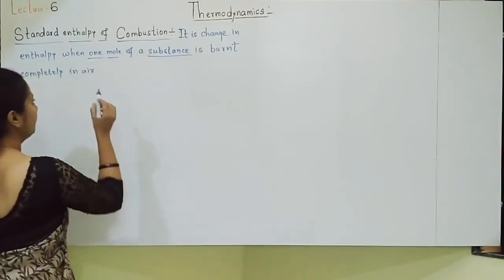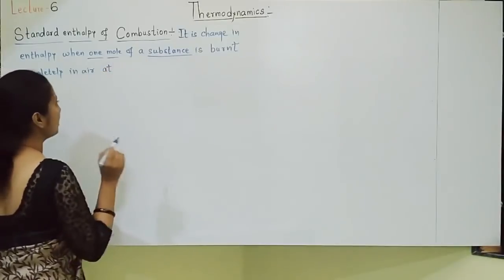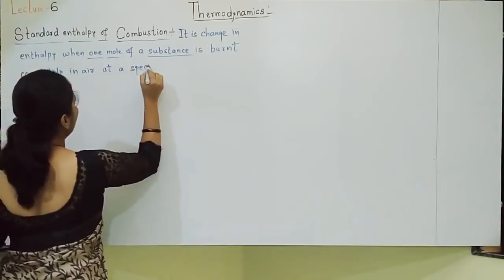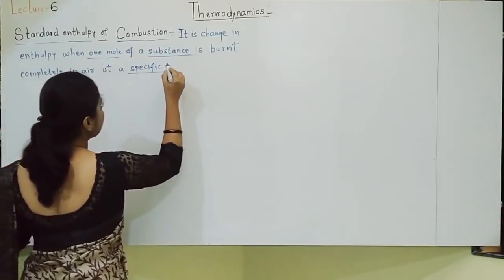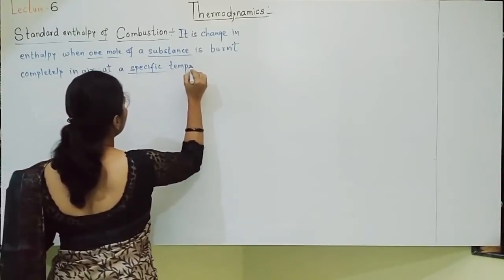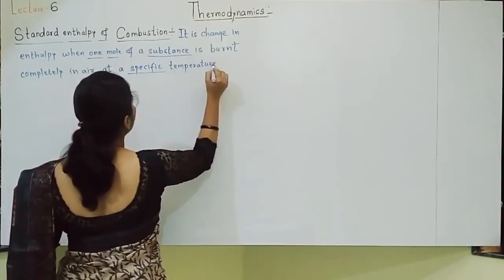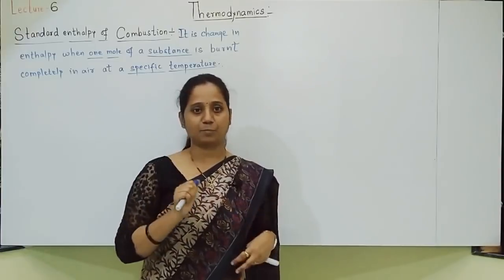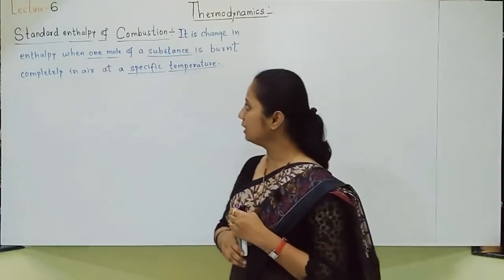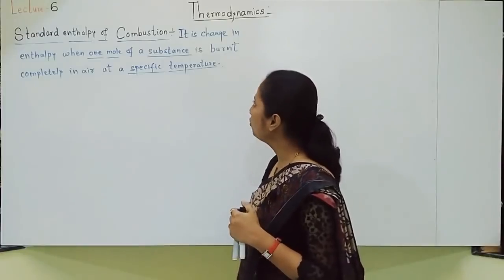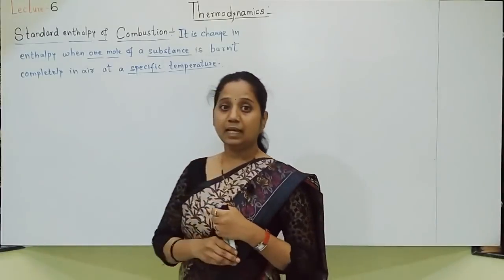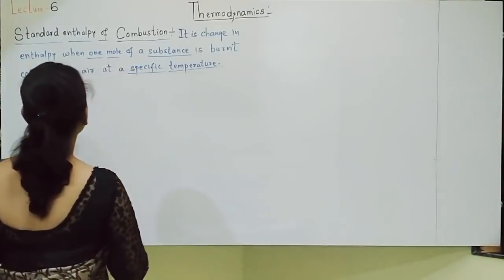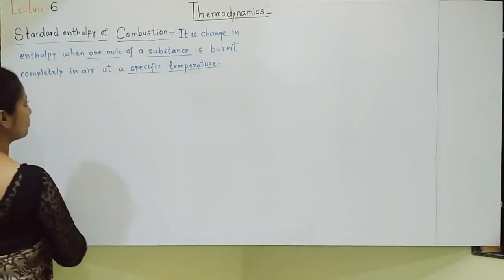in air. Of course, for combustion a specific temperature is required. So I must write at a specific temperature. Don't write at constant temperature. At a specific temperature, whatever is required for complete burning of that substance. Okay, so I hope you understood the definition. It is the change in enthalpy when 1 mole of a substance is burned completely in air at a specific temperature. Let us see how it is shown. Let me write one example.